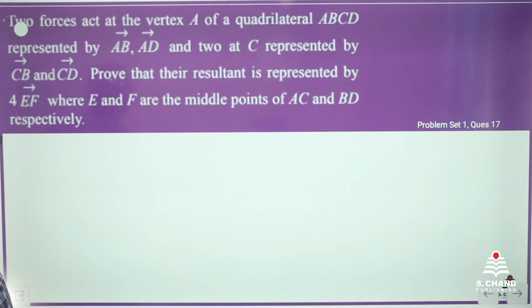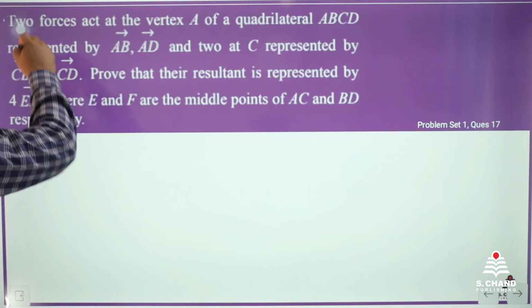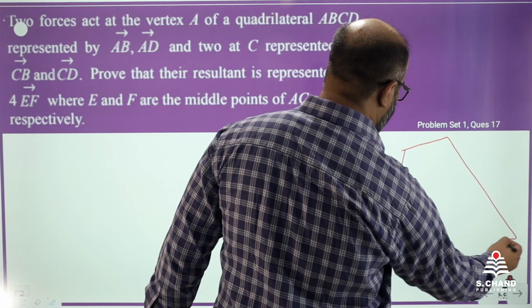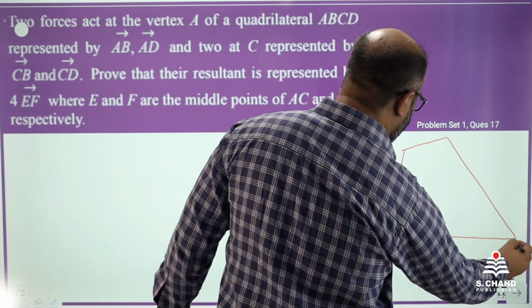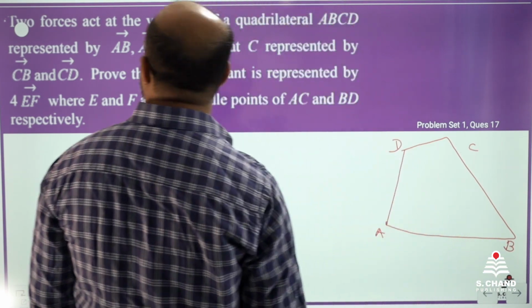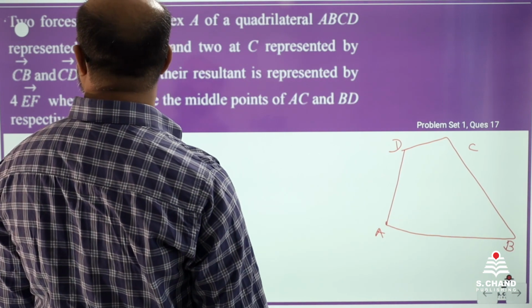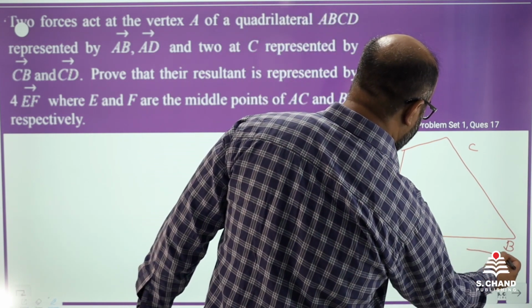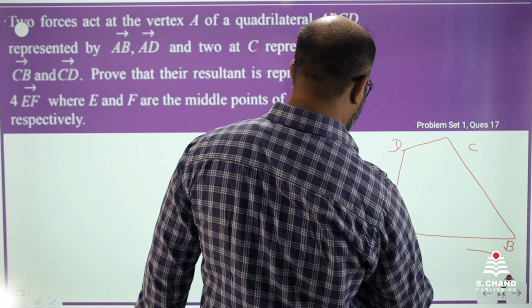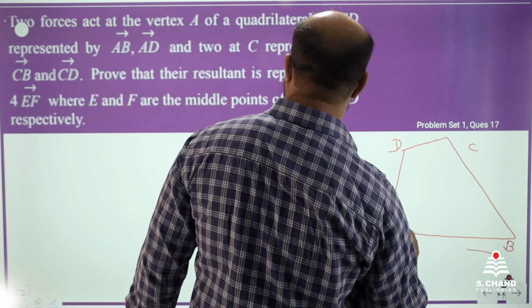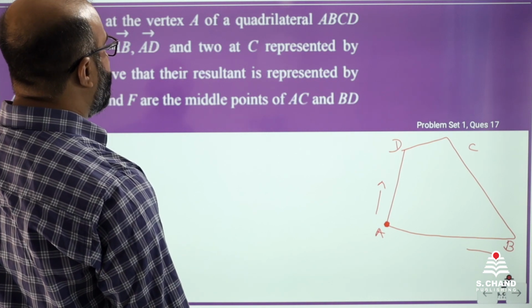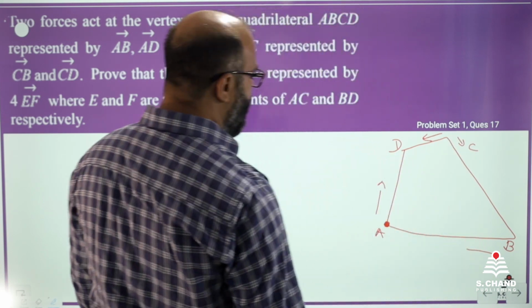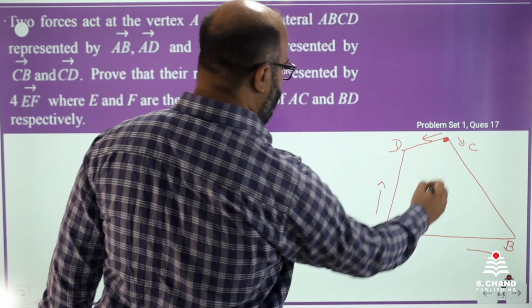Two forces act at the vertex A of a quadrilateral ABCD represented by AB, AD. So there is a quadrilateral here, and this is having vertices at ABCD, and two forces at the vertex A of a quadrilateral ABCD represented by AB, AD. So AB is like this and AD is like this. So they are acting at the vertex A, and two at C represented by CB, CD. So CB is like this and CD is like this. So these are acting on this point C.